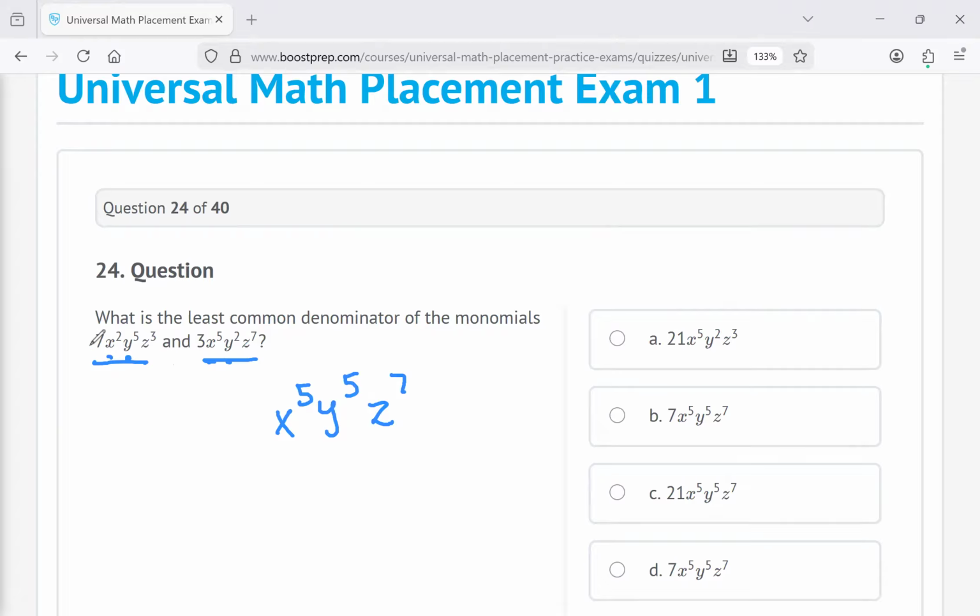And then with the constants, you just multiply them out. Our constant is 7 and our constant is 3. So to find the least common denominator, you just multiply them out. 7 times 3 is 21. Okay, so for the LCD, you pick the one with the highest power and then multiply the constants. So it's 21x5, y5, z7. I think it's C. 21x5, y5, z7.